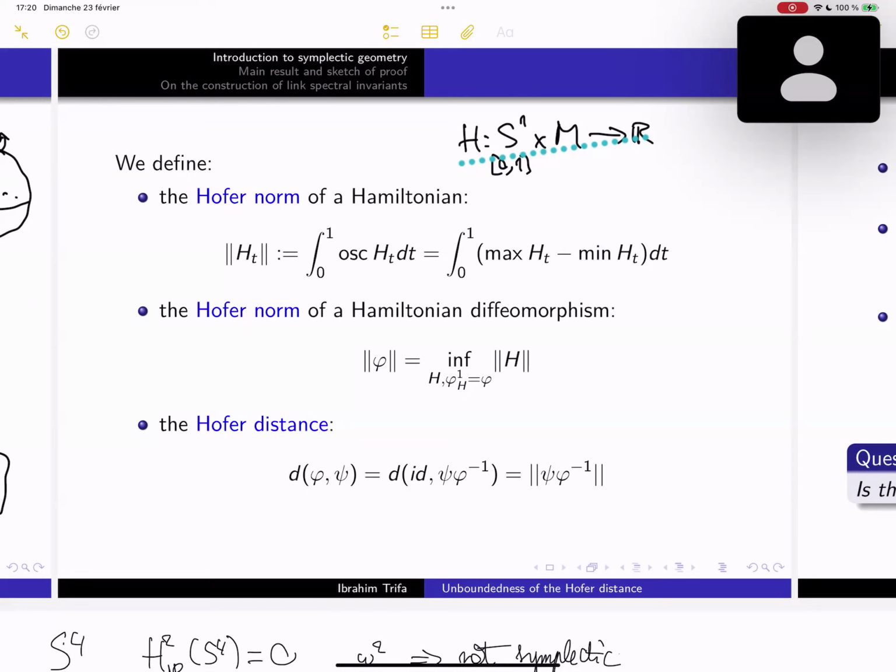Then we can define a norm on the set of Hamiltonian diffeomorphisms by taking the infimum of the norm of the Hamiltonian function H over all Hamiltonian functions H that generate phi. This norm induces a distance called the Hofer distance, defined in the following way. The distance between phi and psi is also the distance between the identity and psi inverse phi, and it is defined as the Hofer norm of psi inverse phi.